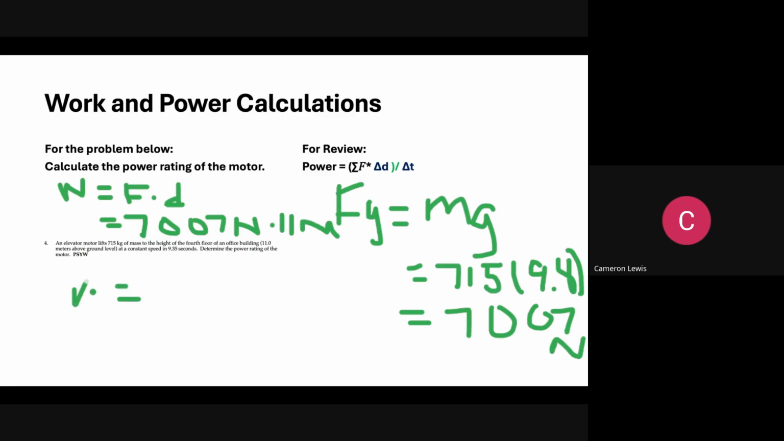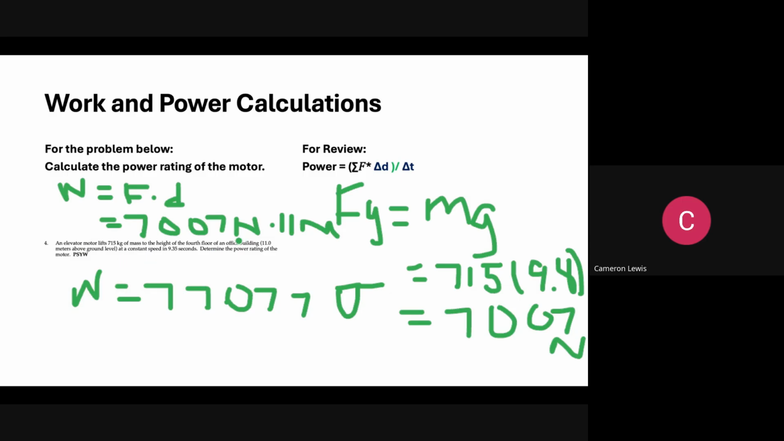So our total work is 77,077 joules. Joules, because that's a unit, right? So this is the total work being done, right? The elevator lifts this amount of force, this weight, for 11 meters. This is the amount of energy that's being done, right?